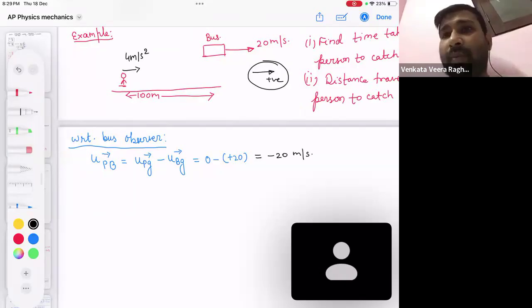Next, tell me, what will be the acceleration of the person with respect to the bus? Same thing: person with respect to ground minus bus with respect to ground. Person acceleration with respect to ground is plus 4, minus the bus acceleration with respect to ground, which is zero, since the bus is always with uniform velocity. I get plus 4 meter per second squared.